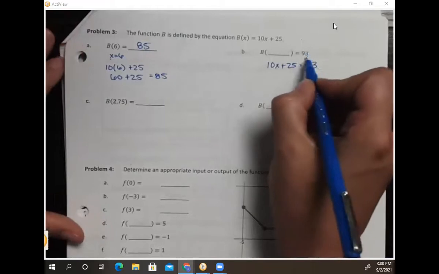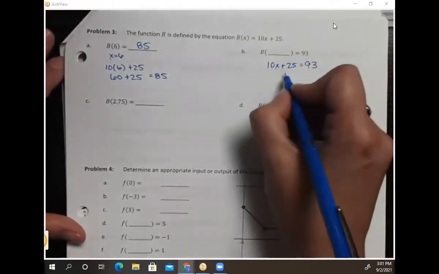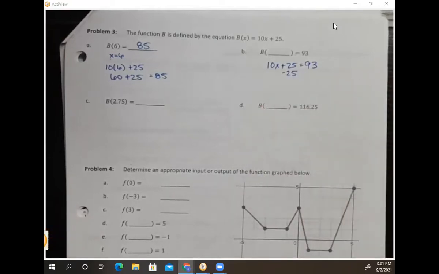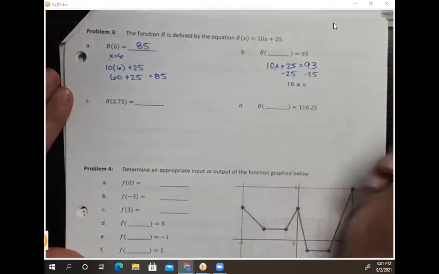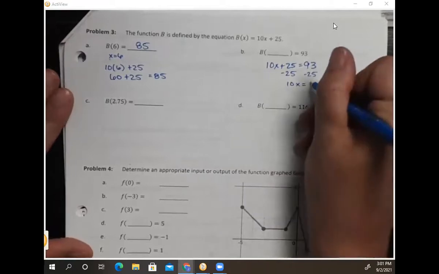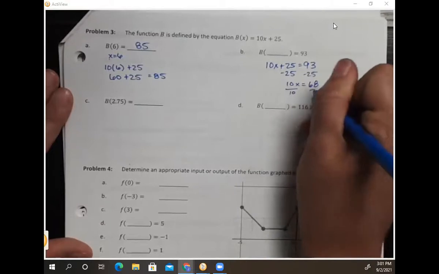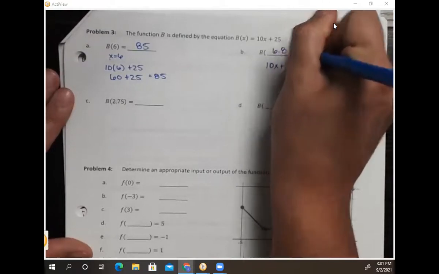So if I have the output for a function, I'm going to set the function equal to that output. And then, as you said, we worked it in reverse, right? Kind of reverse order of operations. I'm going to start by subtracting 25 from both sides. I get 10x equals, this would be 68. Divide both sides by 10. And we get x to be 6.8. So my input here had to be 6.8.